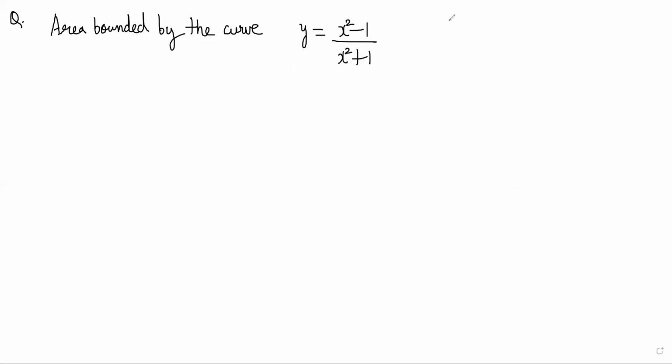Area bounded by the curve y is equal to (x square minus 1) by (x square plus 1), and the line y is equal to 1, is what?